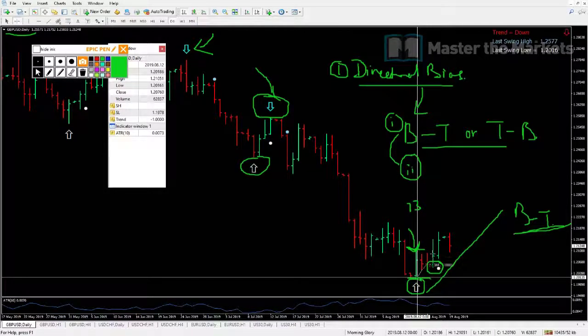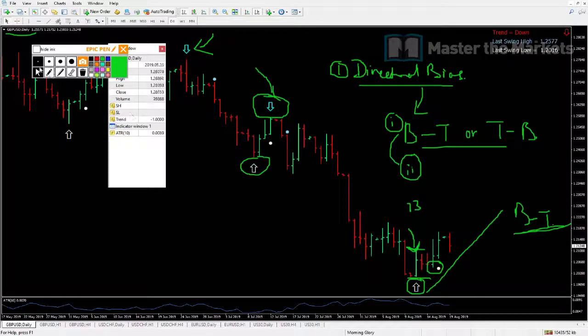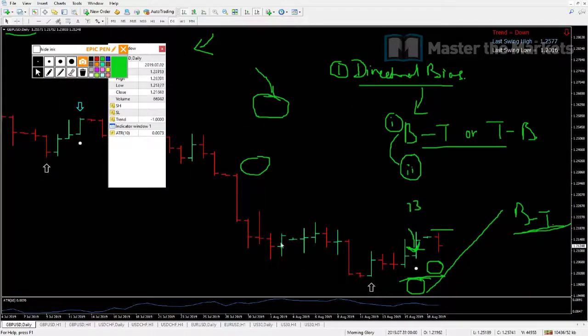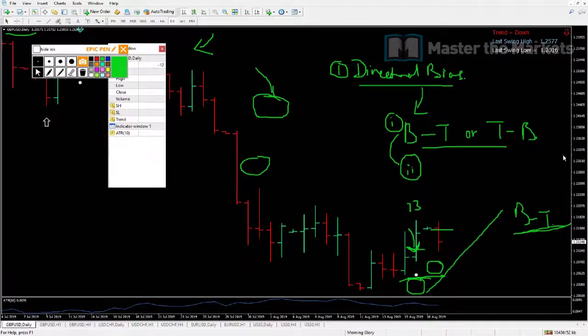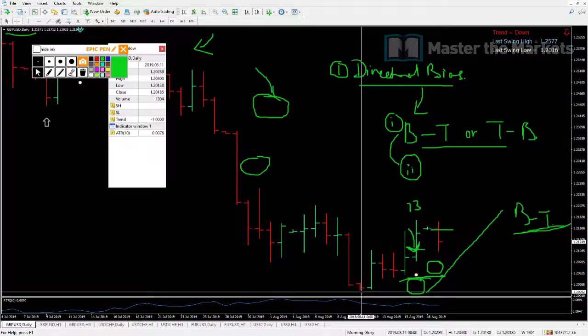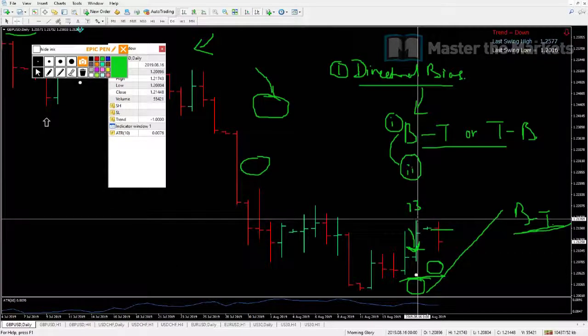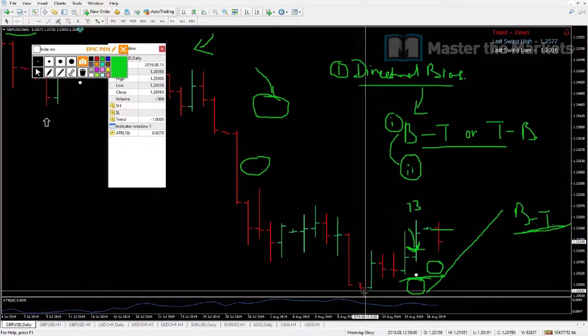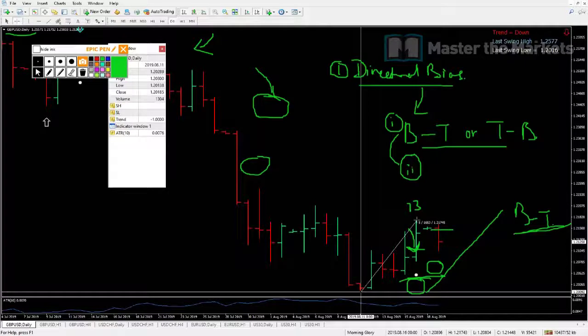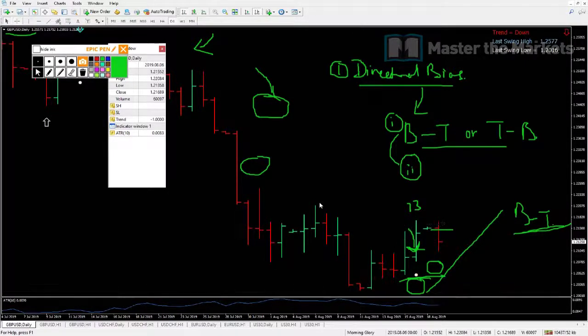Once I have that 73 pips, the next thing I'm going to do is measure the distance from the bottom to the top. Let me zoom in a bit more so that you can get a closer look. You can see that that is the bottom there and this is the top. So from the bottom to the top it is about 163.